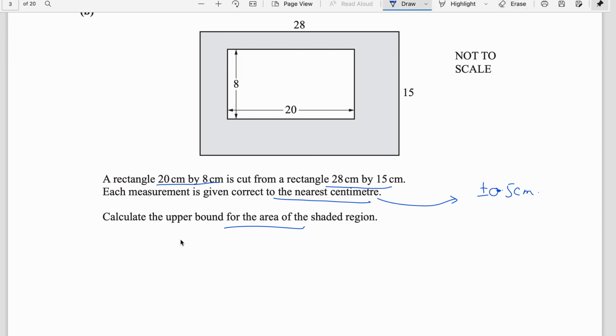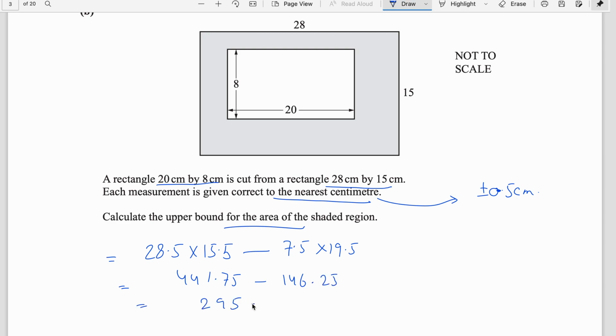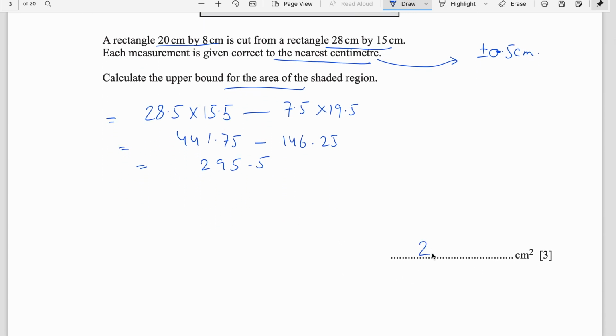So outer side to be large is 28.5 times 15.5 minus smaller sides of the inner segment is 7.5 times 19.5, and you get 441.75 minus 146.25, 295.5 centimeter square.